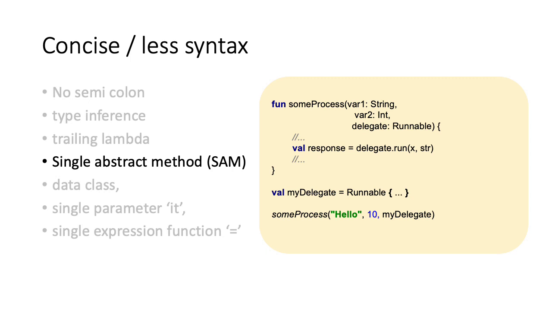Single abstract method or SAM. Kotlin support for single abstract method eliminates the need to write boilerplate. Kotlin compiler uses the provided lambda to implement the class and its single abstract method.